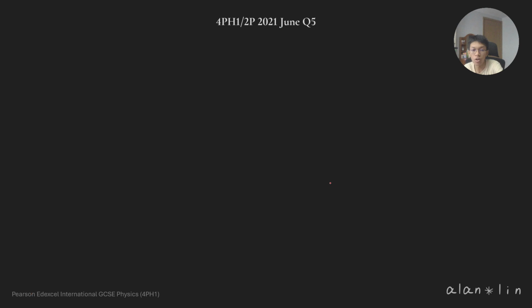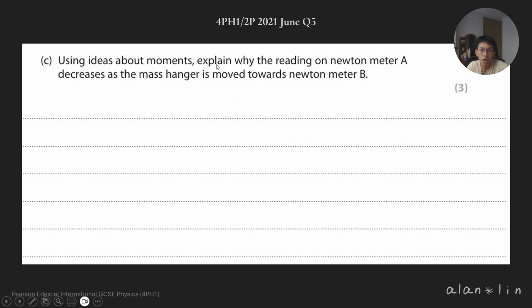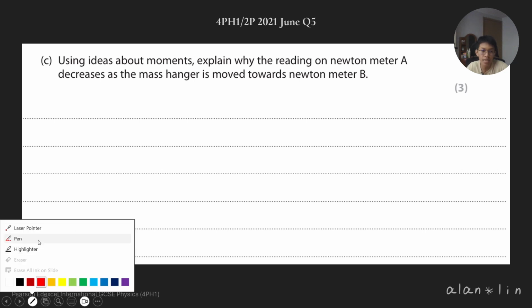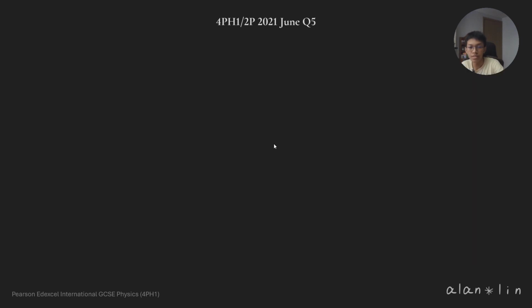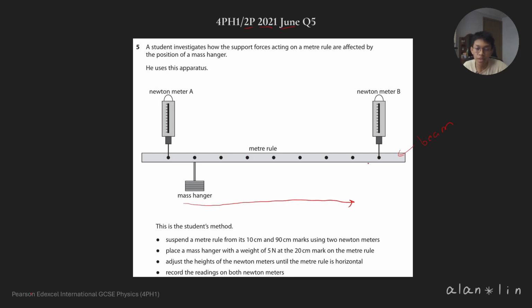And our job is to explain why the reading on Newton meter A decreases as the mass hanger is moved towards Newton meter B. So in this question, the answer has already been given. The answer is that the reading on Newton meter A decreases. Our job is to explain why that happens using ideas about moments. So step 1, guys, we are going to take the opposite end of the beam as the pivot.